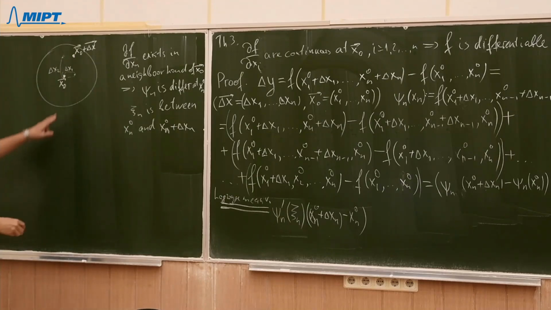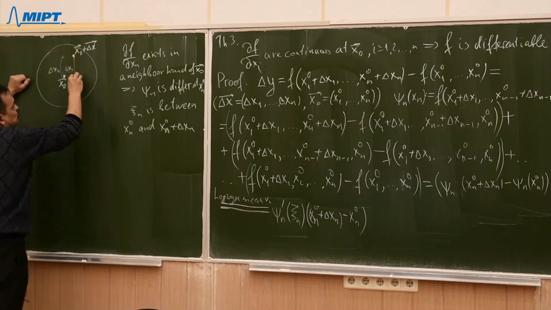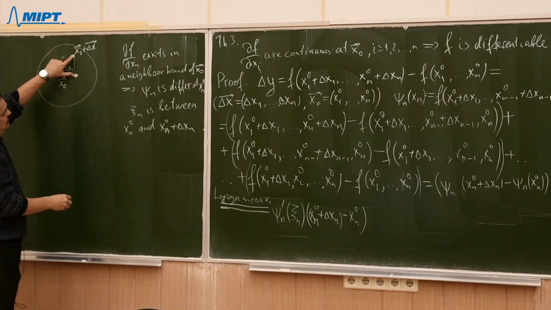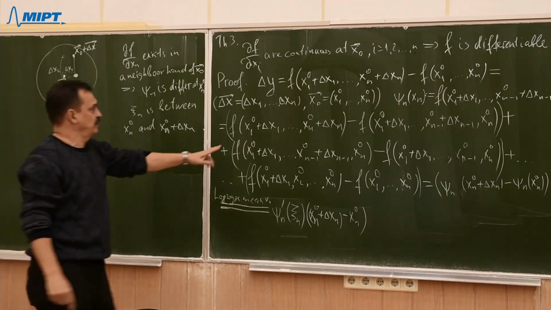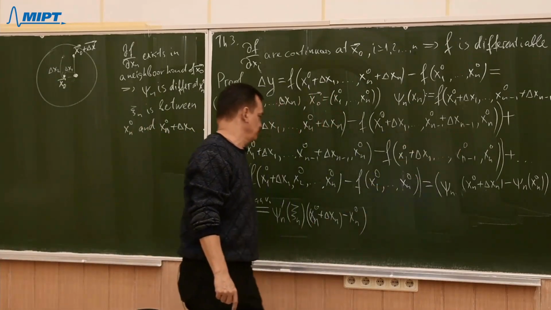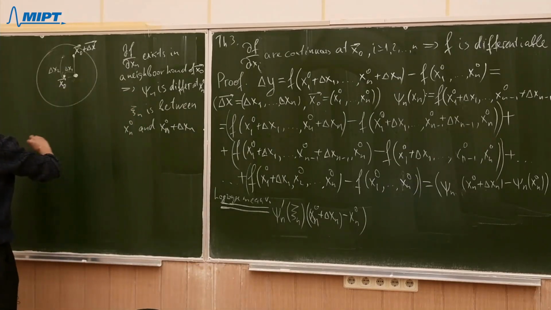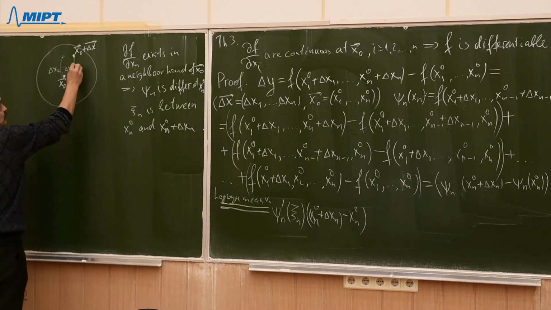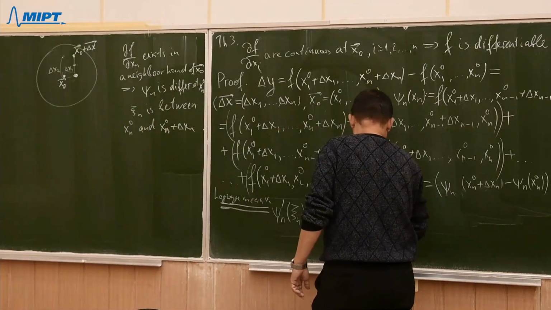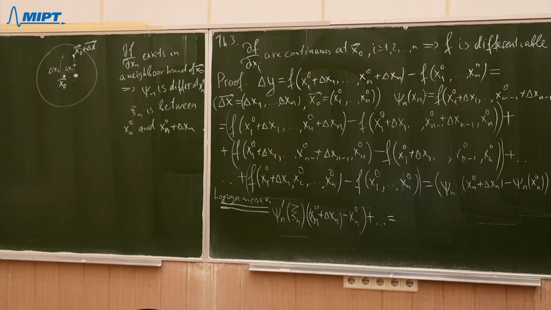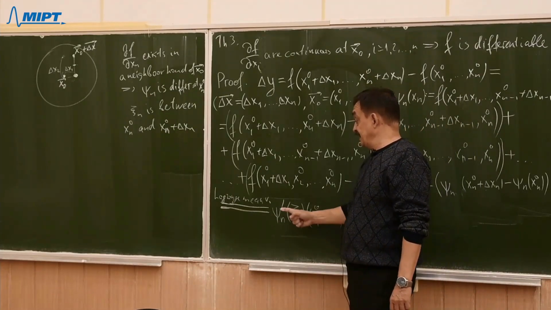Now what we do? We fix this delta x1. So it means we consider a function of one variable x2 only at those 2 points. Other coordinates are fixed with increments delta x1, so on, delta xn minus 1. So psi n is, in fact, psi n only second coordinate. So other coordinates are as before. So let me omit for a while other terms of this sum.